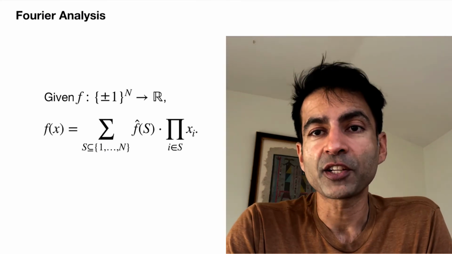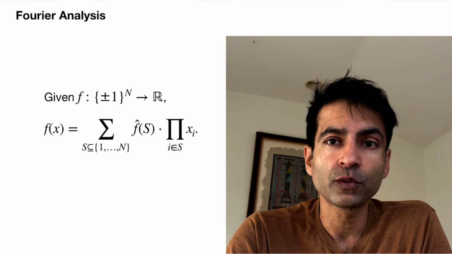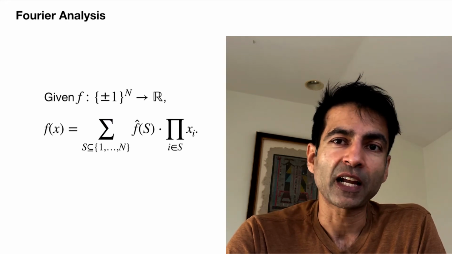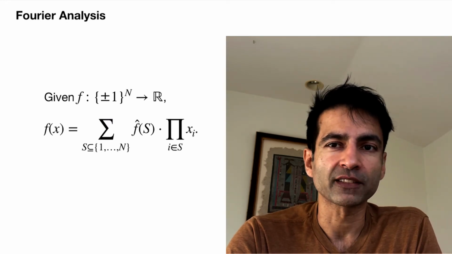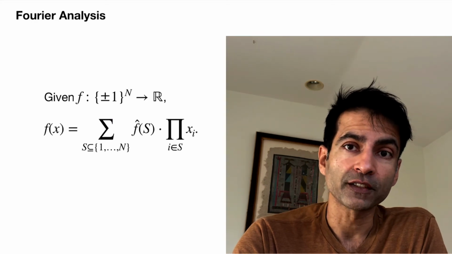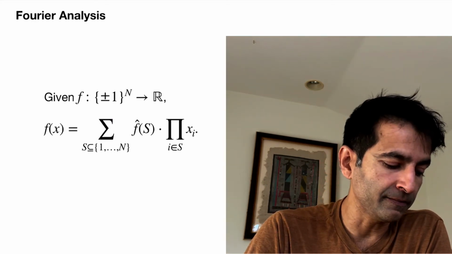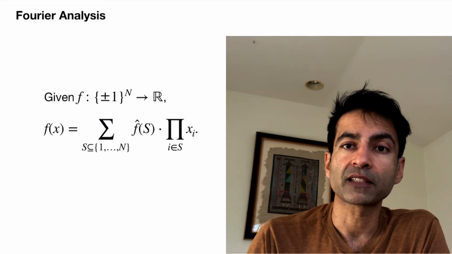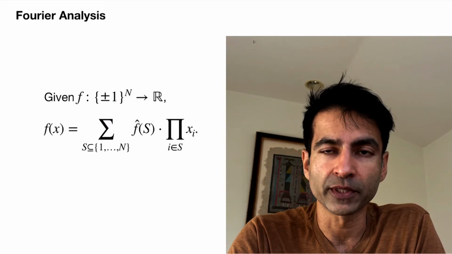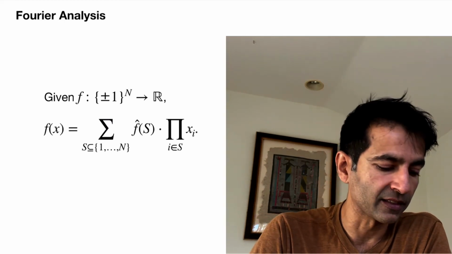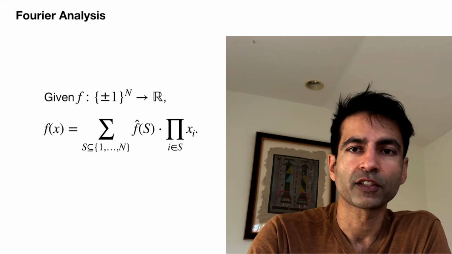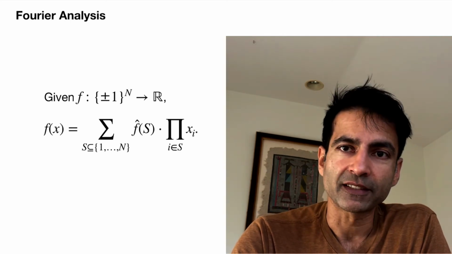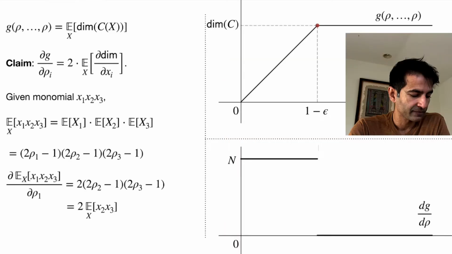And as I mentioned, the key tool that we'll bring to bear here is Fourier analysis. And perhaps the most basic observation in Fourier analysis is that every function that maps plus 1 minus 1 to the n to the real numbers can be expressed as a multilinear polynomial. It can be expressed like this. So that's the first observation. And now let's see how to use it.